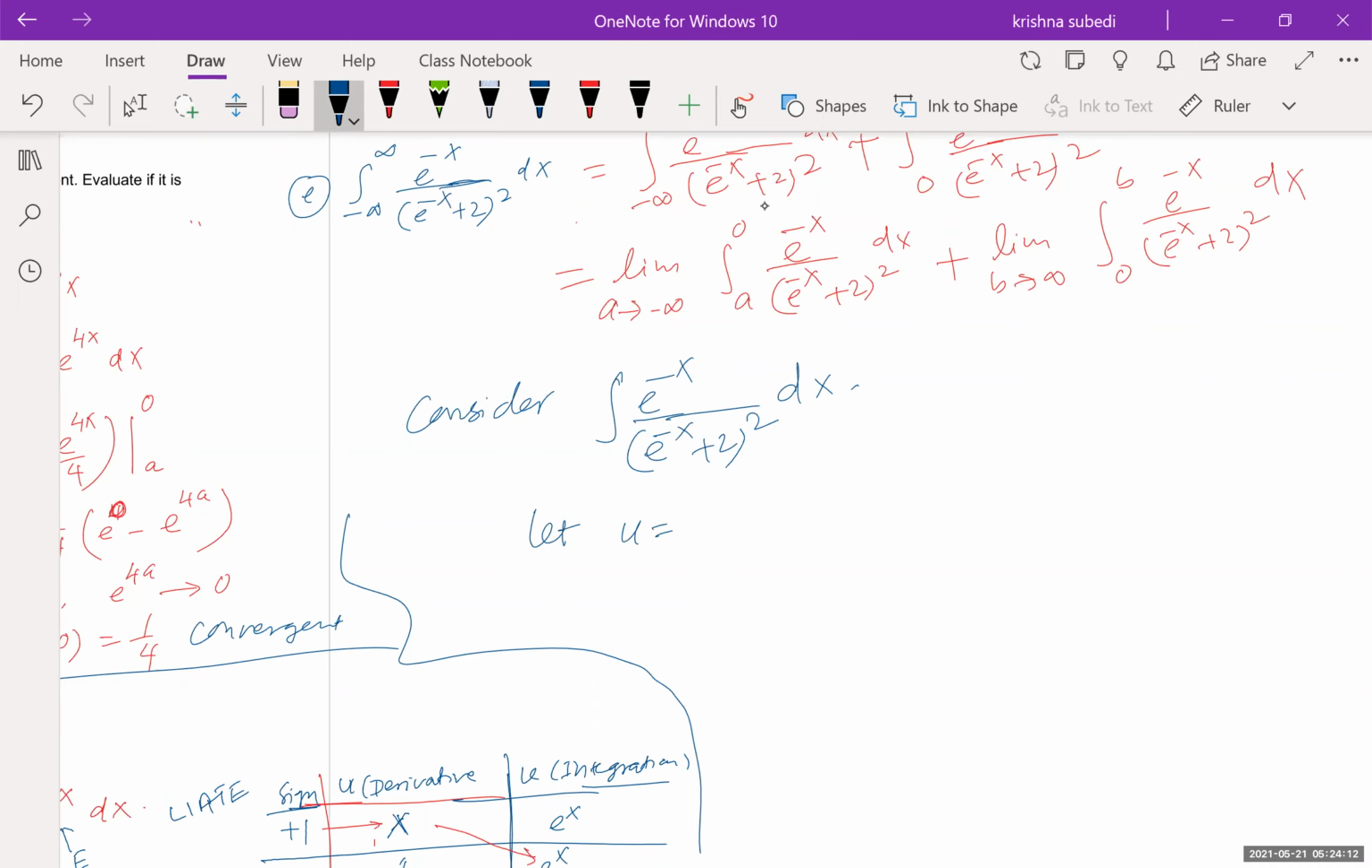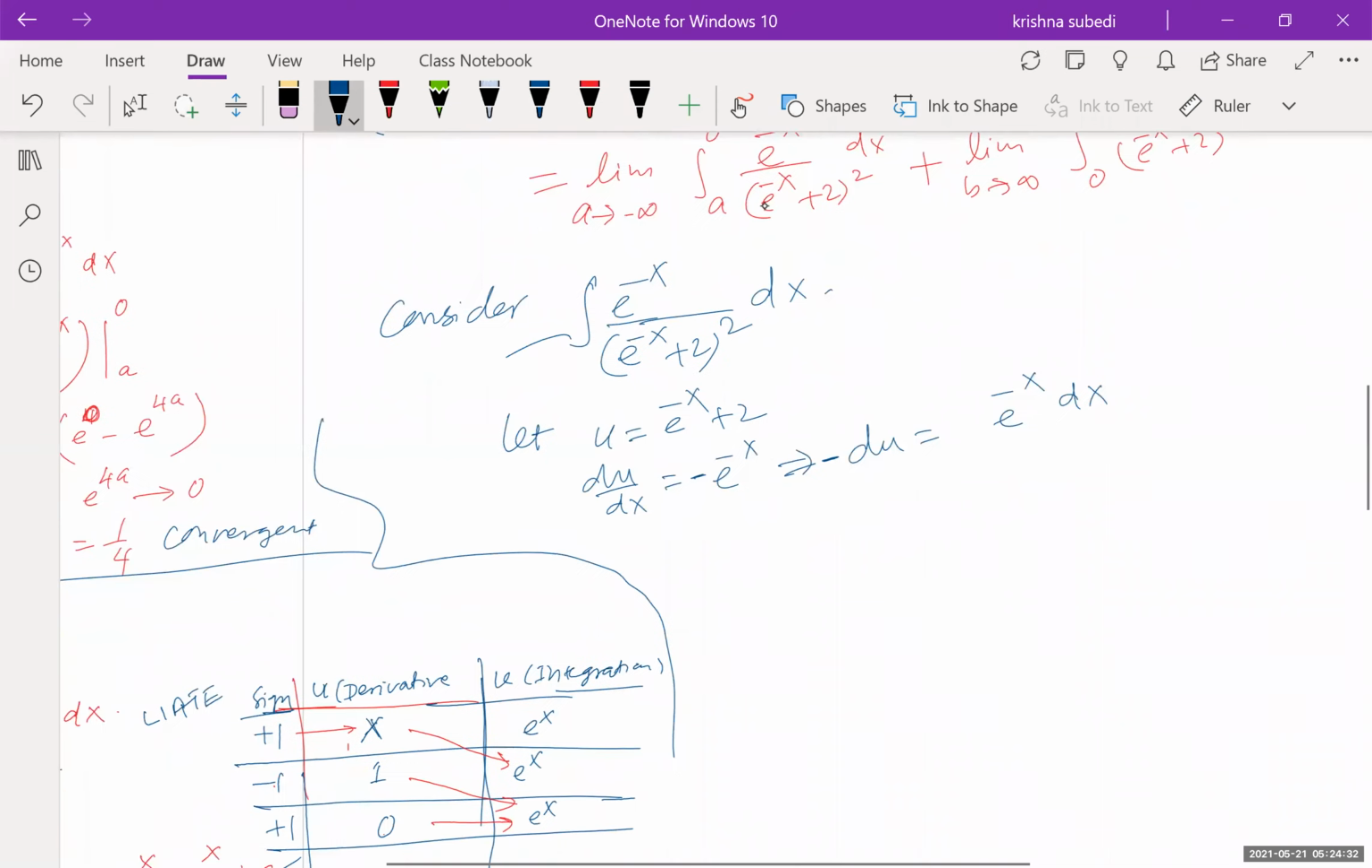So let us suppose that u equals e to the negative x plus 2. Then your du over dx is going to be e to the negative x and negative x there, which gives me du equals negative e to the negative x dx. So I can write negative du equals e to the negative x dx. So now substituting the value here, e to the negative x dx is simply negative du over, this is u square. So which gives me negative u to the negative 2 du. And you know how to evaluate that.